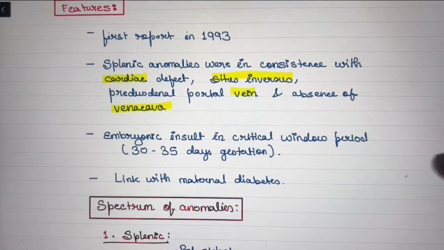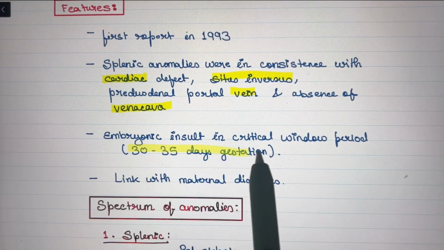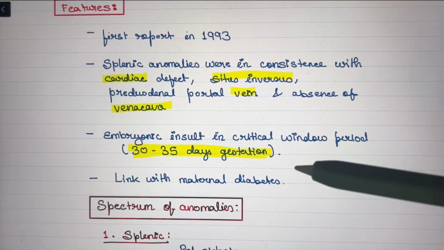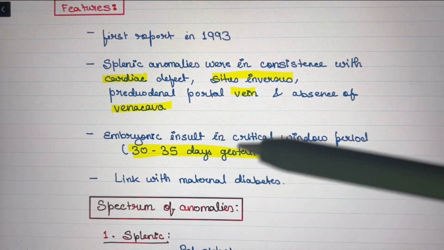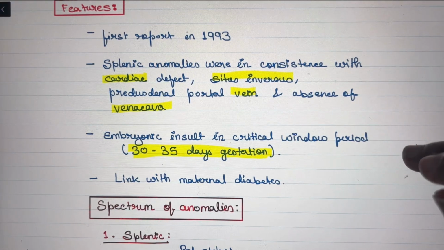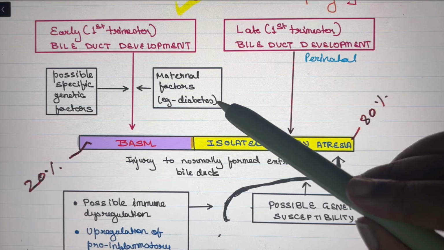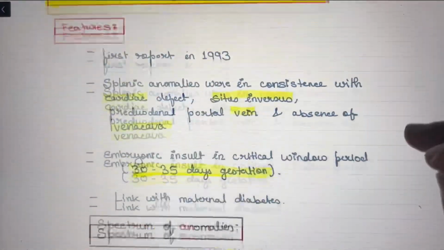And there is an embryonic insult in the critical window period of 30 to 35 days of gestation. Like in early trimester, I have already told you, if there is an embryonic insult, there will be formation of BASM. And this is also linked with maternal diabetes, as told here. Either maternal diabetes or a genetic condition in early first trimester causes BASM.